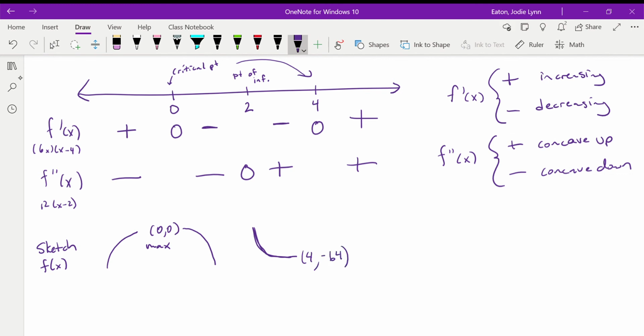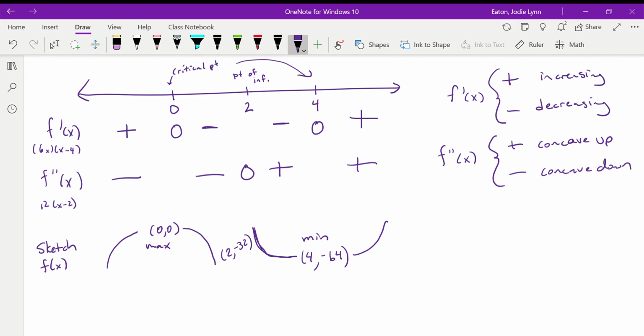And on the other side, we are increasing and concave up, which will look like that, which makes this a minimum value at 4, negative 64. Okay, and this point right here we know is at 2 comma negative 32. Okay, so now we have enough information.